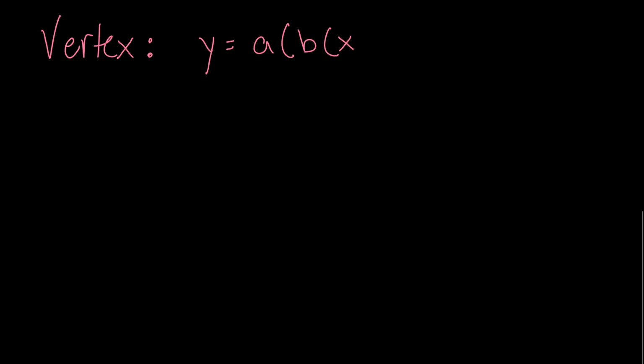Vertex form. How do I write something in vertex form? Y equals, what comes first? A, then, and, don't forget about that B, X. Beautiful. This is vertex form of a quadratic.